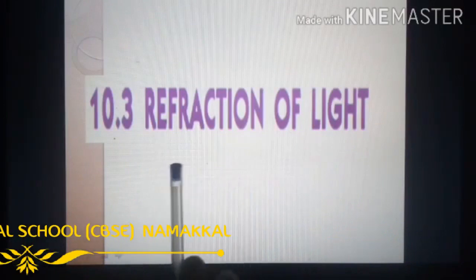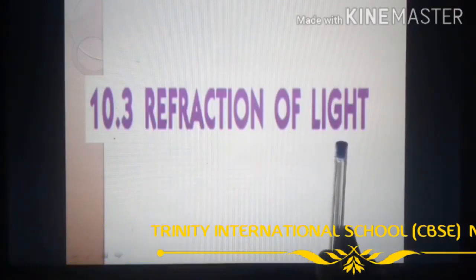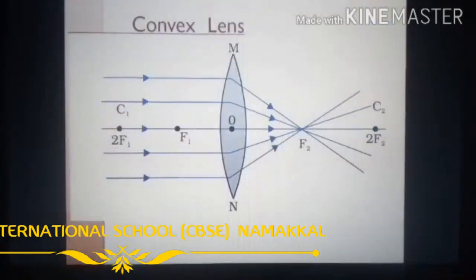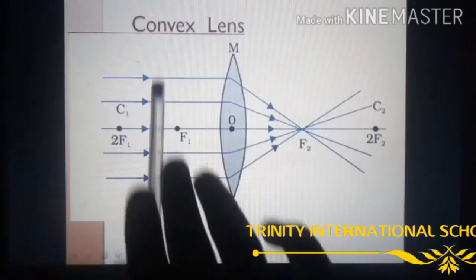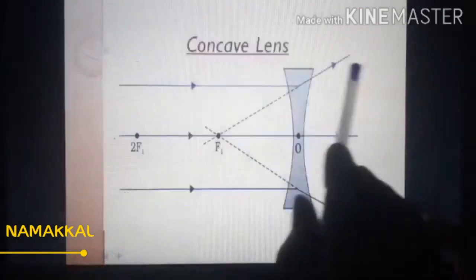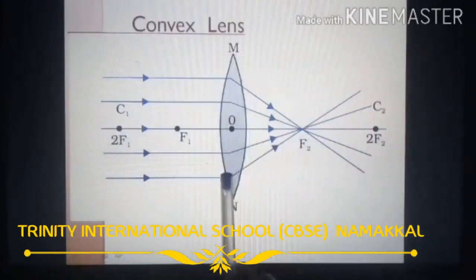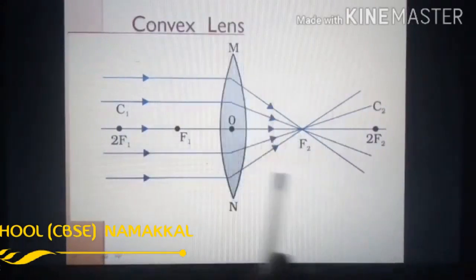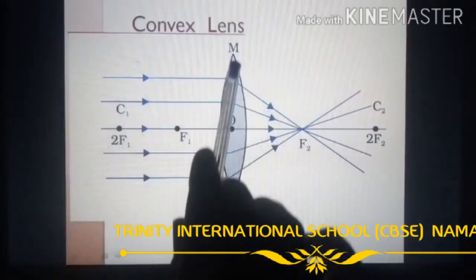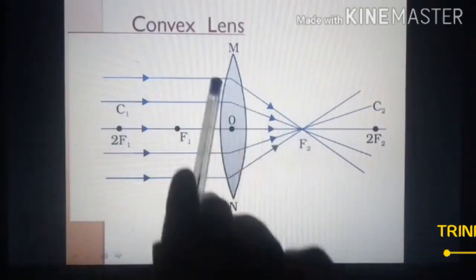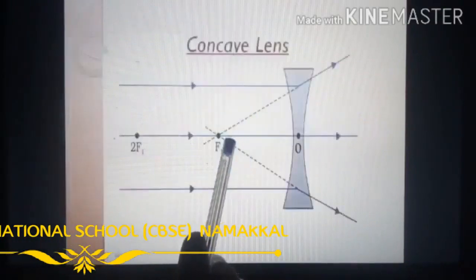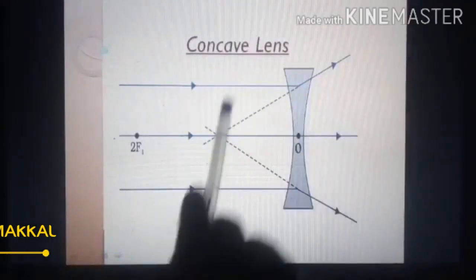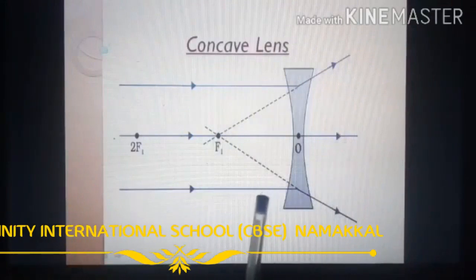So in this video we are going to see the refraction of light by various lenses, that is spherical lenses. There are two types of spherical lenses. One is the convex lens, another one is the concave lens. In a convex lens, both surfaces of the lens bulge outwards. So this is a convex lens. It is called a converging lens because light rays after falling on the lens converge at a point. In case of a concave lens, the rays after passing through the lens will be diverged. So it is called a diverging lens.